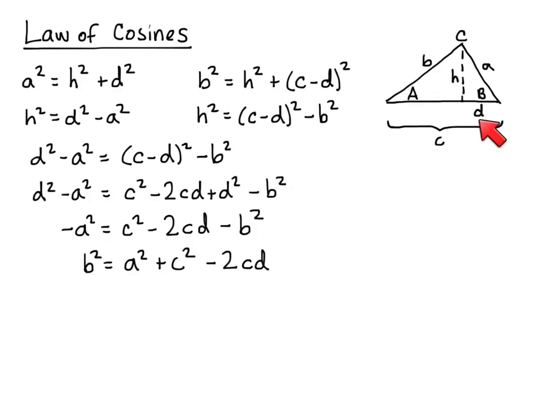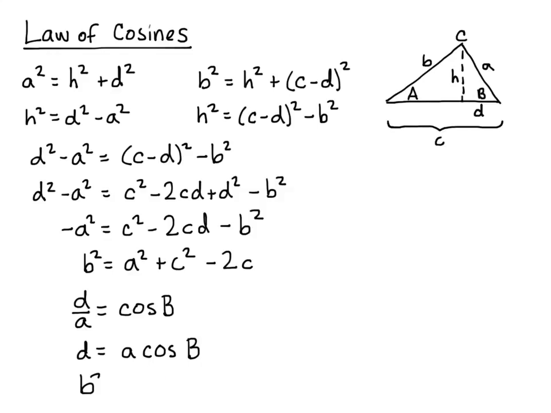If we look at the definition of this, the cosine of B equals D over H, or we can say, oops, D over A, I mean. And so we have an expression for D as A cosine B. I'm going to substitute that in my original equation up here, and I get B squared equals A squared plus C squared minus 2AC cosine B.